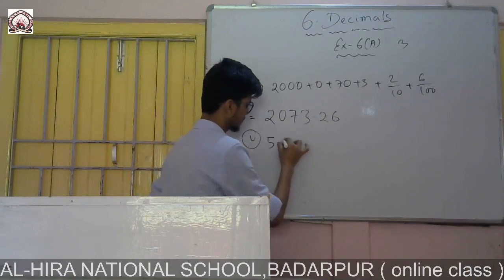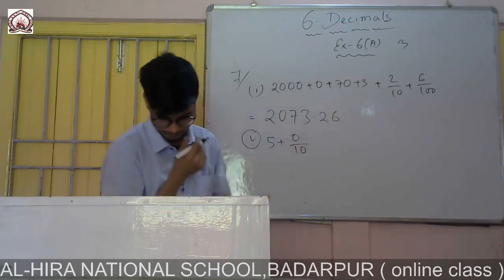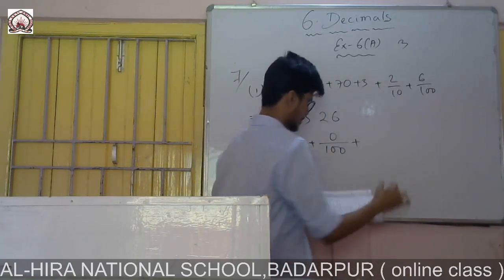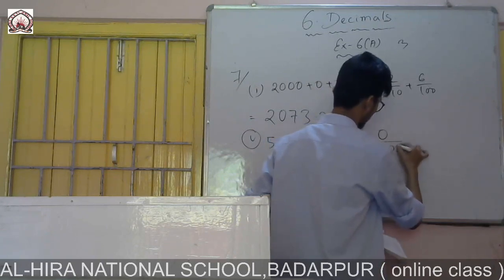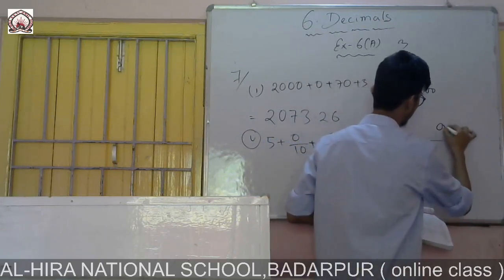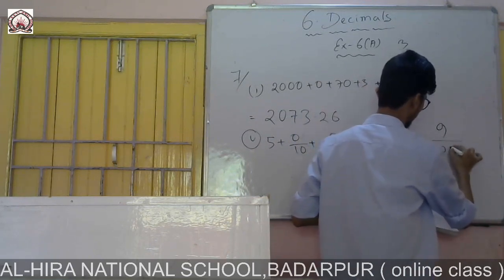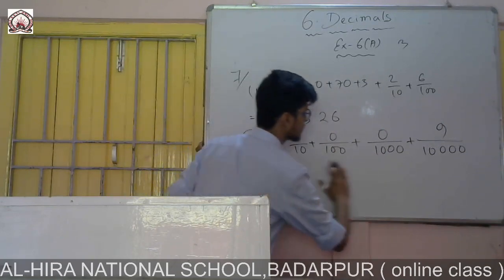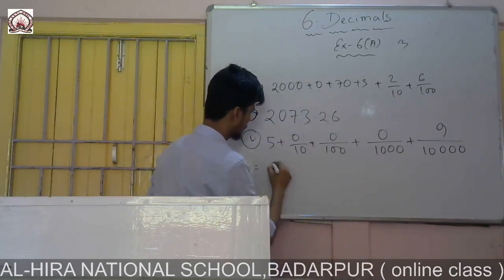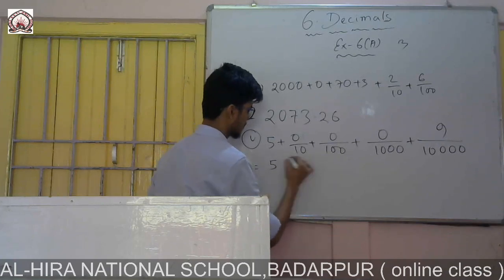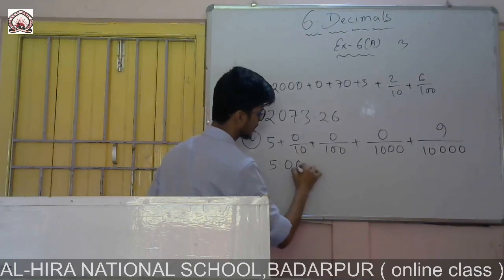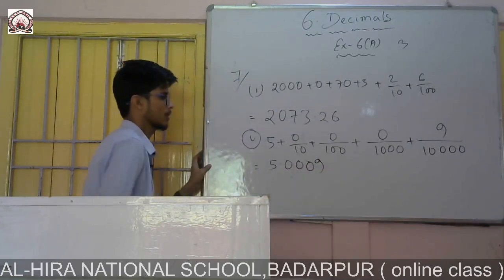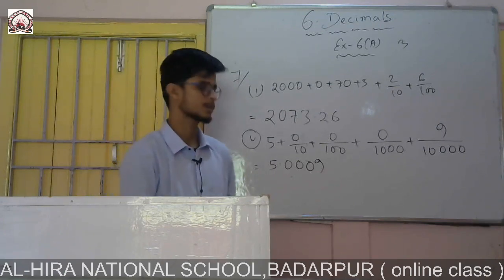5 plus 0 by 10, plus 0 by 100 plus 0 by 1000 plus 9 by 10,000. So these are the decimal parts. 5 is in the ones place, so 5, then 0 by 10 is 0, 0 by 100 also 0, 0 by 1000 also 0, and then 9. So 5.0009.